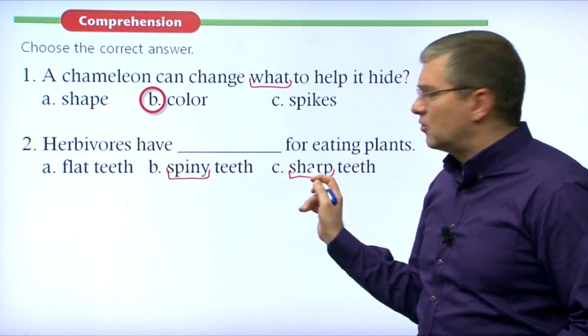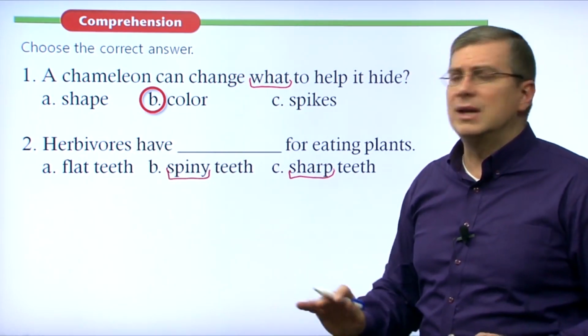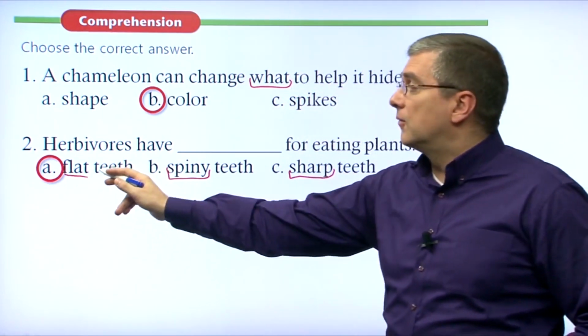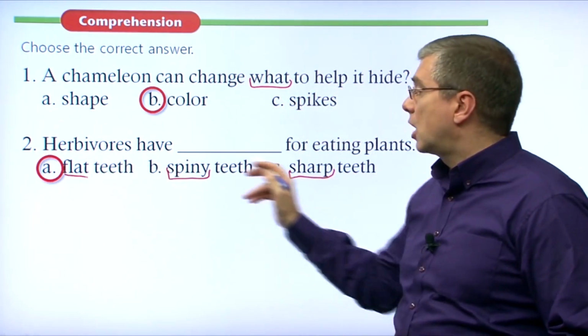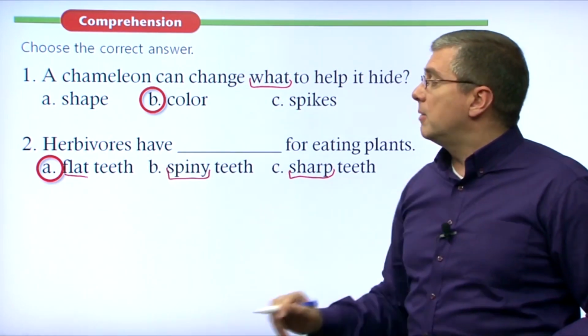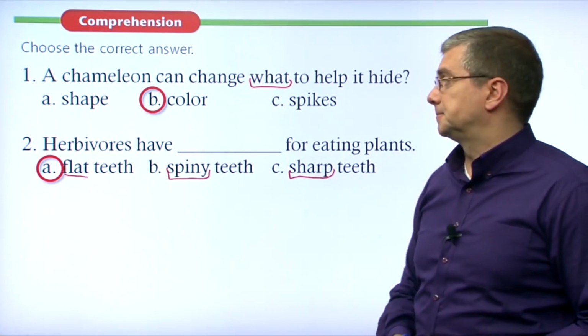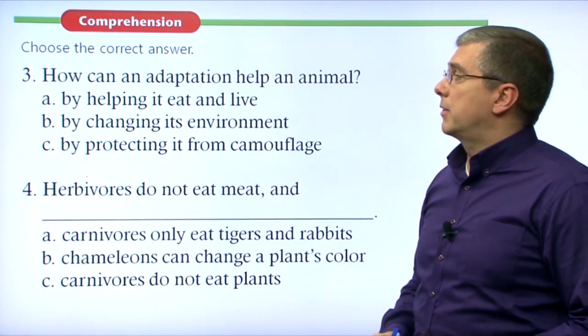Do herbivores have sharp or spiny teeth? No, they don't. What they have are flat teeth. Flat is the opposite of sharp or spiny. So herbivores have flat teeth for eating plants. Okay. Moving on to number 3.